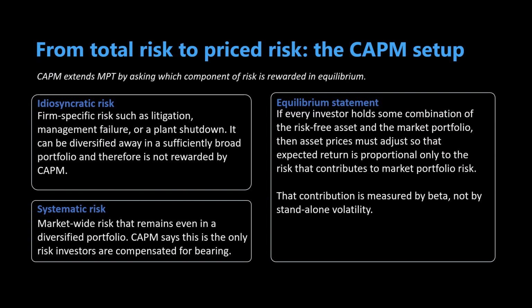The first is idiosyncratic risk, sometimes called firm-specific or unsystematic risk. This is the risk arising from events specific to a single company, such as litigation, a management scandal, a factory shutdown, or a product recall. The key property of idiosyncratic risk is that it can be diversified away. In a sufficiently large and well-diversified portfolio, firm-specific shocks tend to cancel each other out.